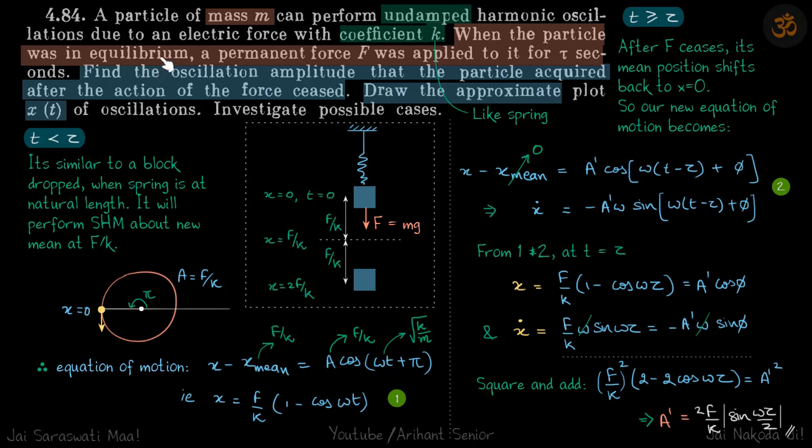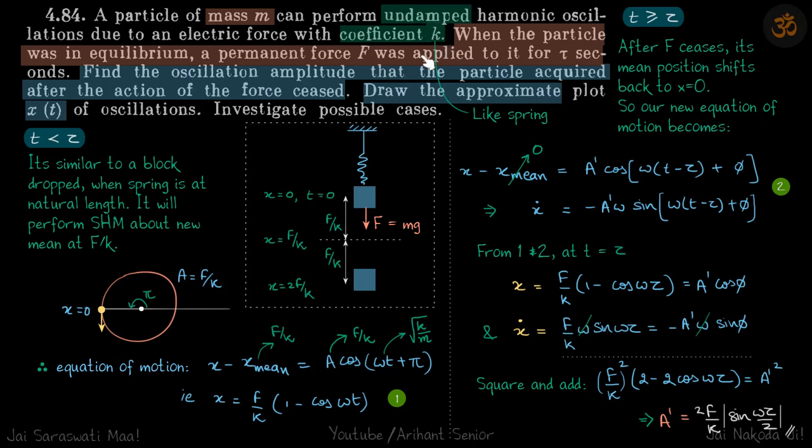Now when the particle was in equilibrium, a permanent force F was applied to it for tau seconds. So this electrical force with coefficient k, like we said, is just like a spring. Initially the spring was not stretched, and then a permanent force starts applying to it for tau seconds. Find the oscillation amplitude the particle acquired after the action of the force ceased, and draw the plots of x versus time.